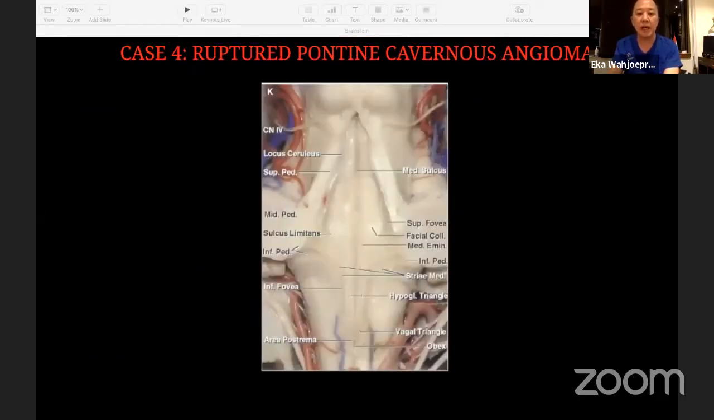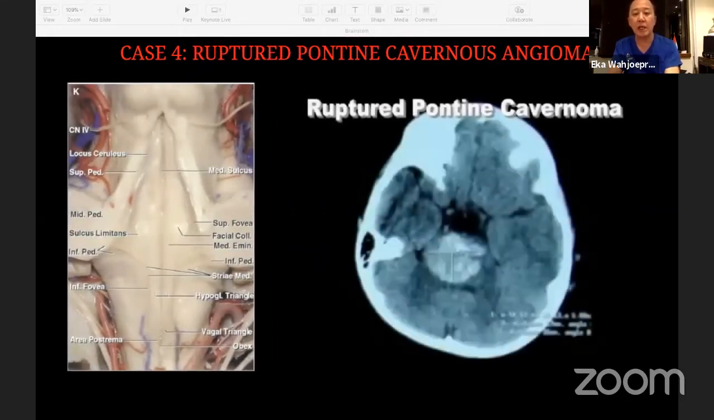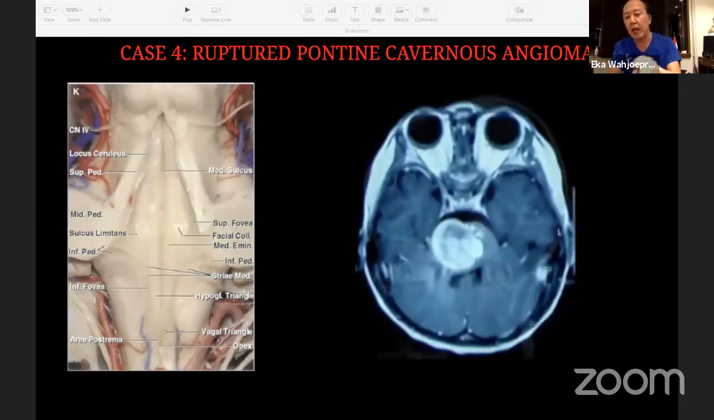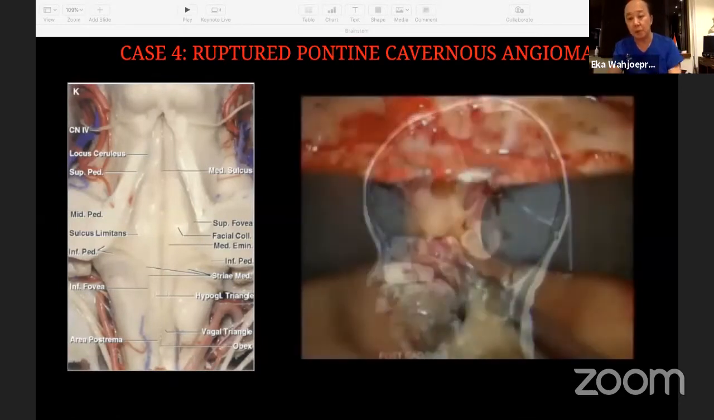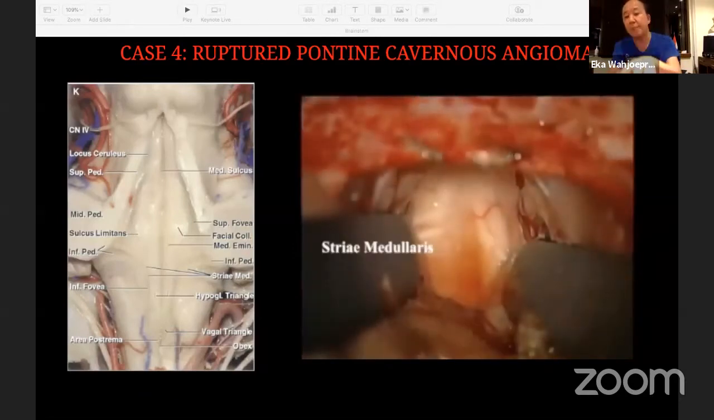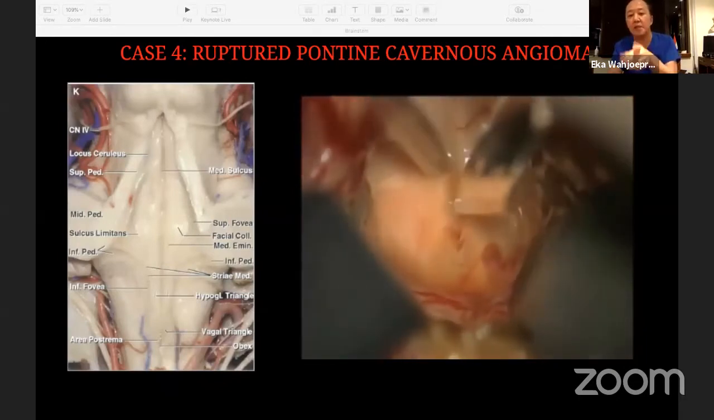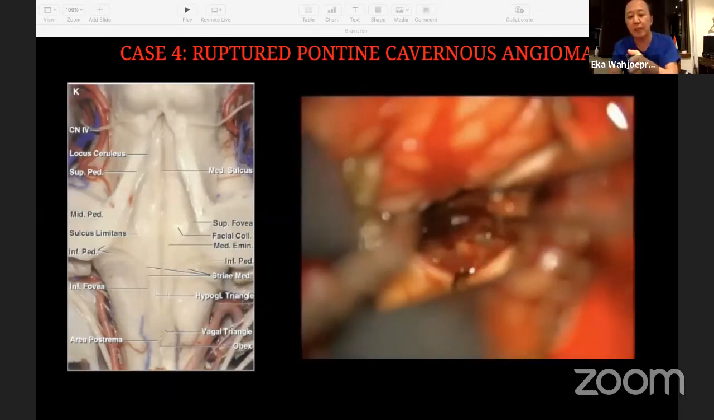So this is another case of pontine cavernous angioma. You can see here bleeding inside the tumor. And I still prefer the posterior approach for this gray area. You can see the medullary stria is very clear because the white angle just splits in the center. Because if you don't see any landmark, split in the center.